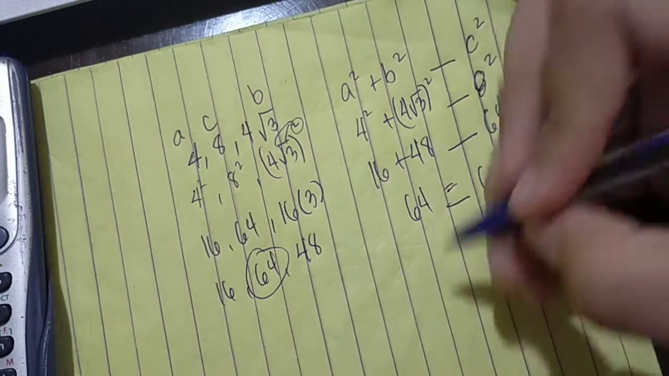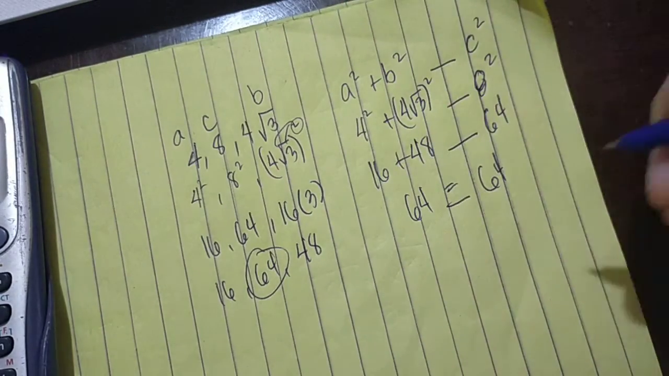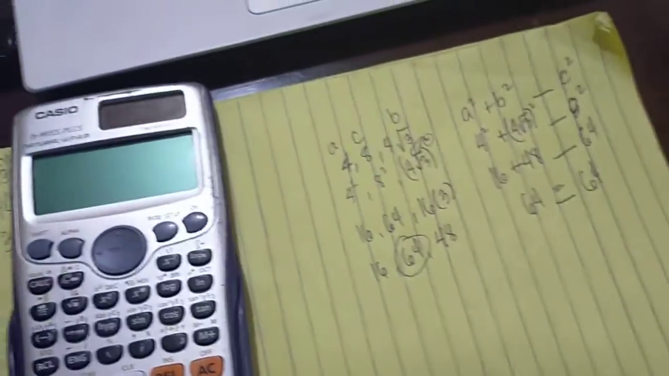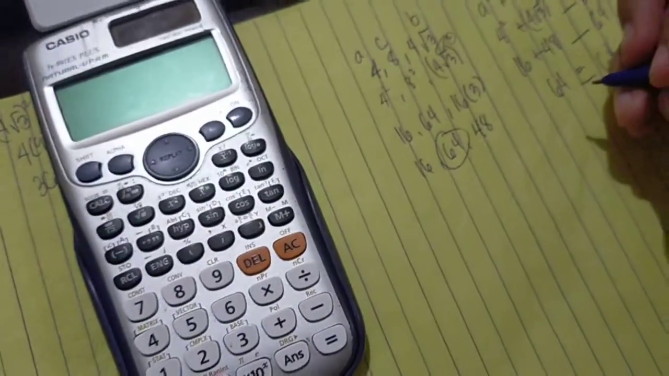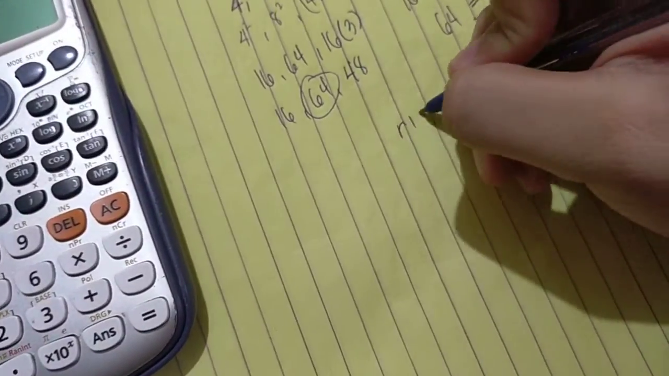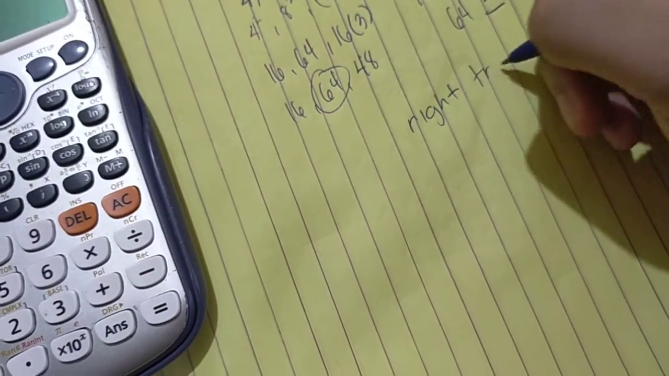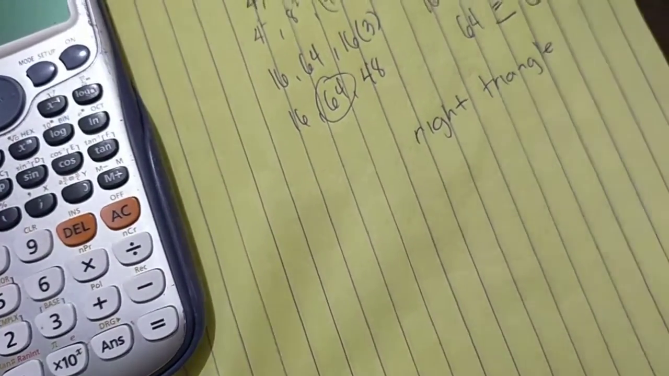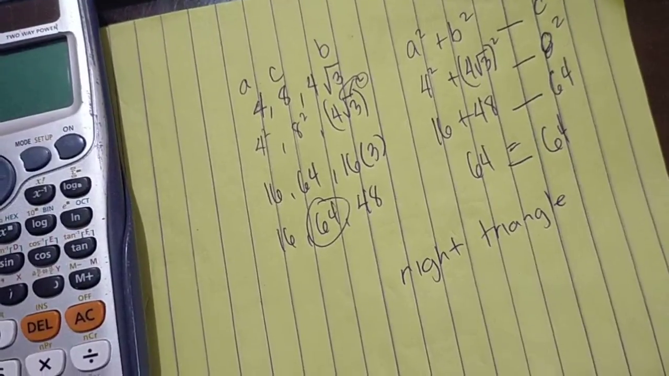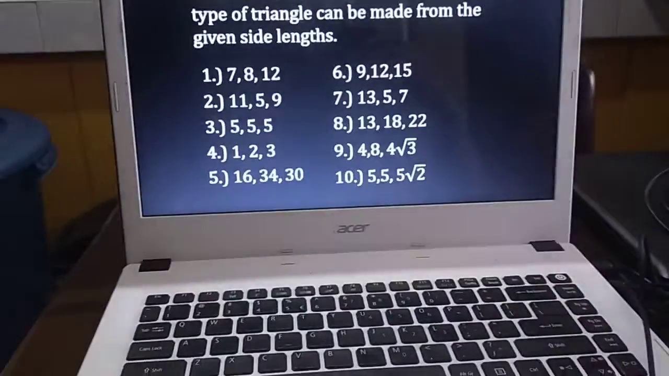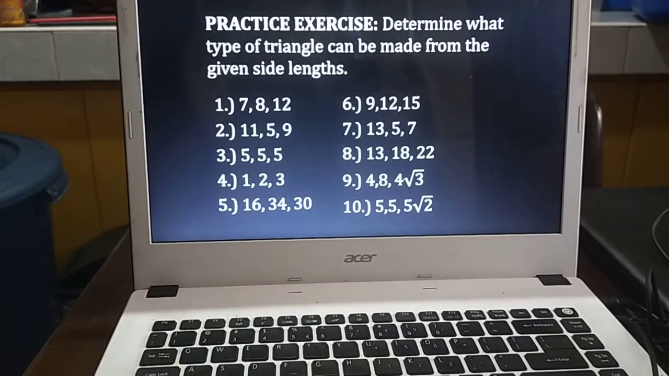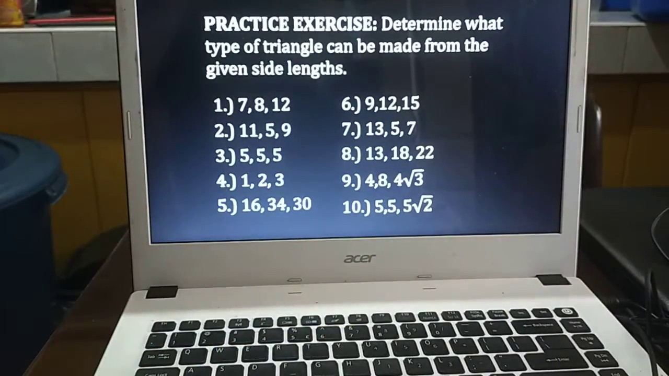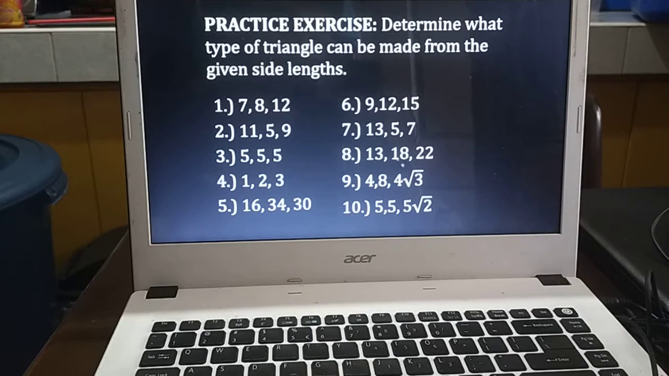So, since they are equal, we can now say that the given dimensions 4, 8, and 4 square root of 3 will give us a right triangle. Did I spell triangle correctly? Very good. Okay. Now, identify here. So, for number 10, what is the longest side? You can answer that on your own. So, thank you.